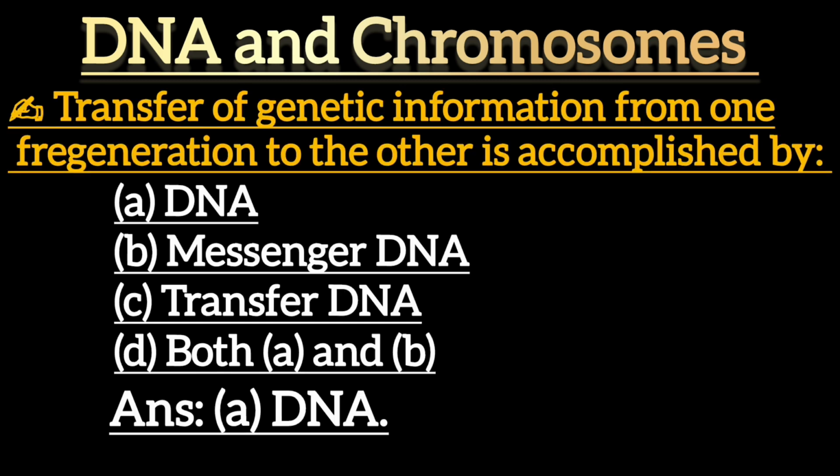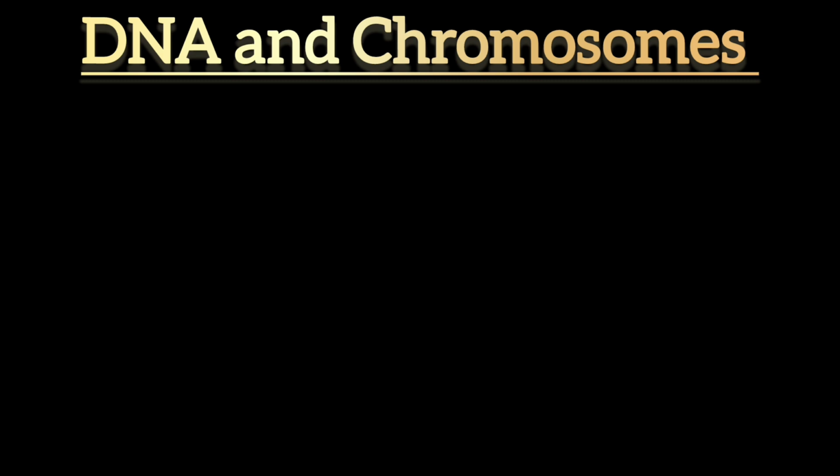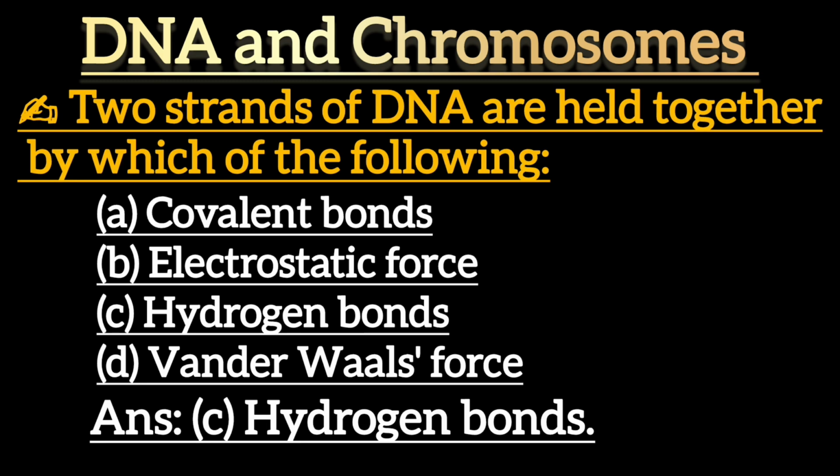Next one is transfer of genetic information from one generation to the other is accomplished by option A DNA, option B messenger DNA, option C transfer DNA, option D both A and B. Correct answer is option A DNA. Next one is two strands of DNA are held together by which of the following? Option A covalent bonds, option B electrostatic force, option C hydrogen bonds, option D van der Waals force. Correct answer is option C hydrogen bonds.